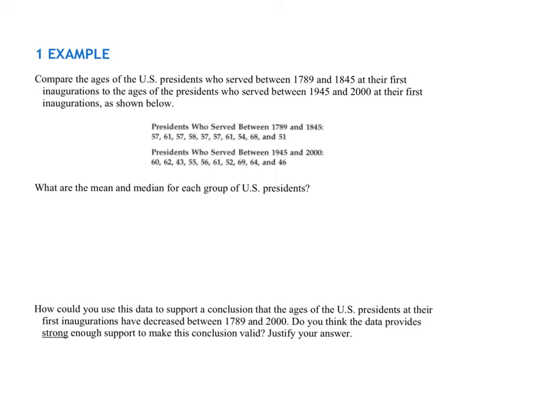So for the first set, when you add up all those numbers and divide by 10, you should have a mean of about 58.1. In the second group, same thing, add up all the numbers, get a sum, divide by 10, and we get a mean of 56.8. Again, mean is just another word for average.